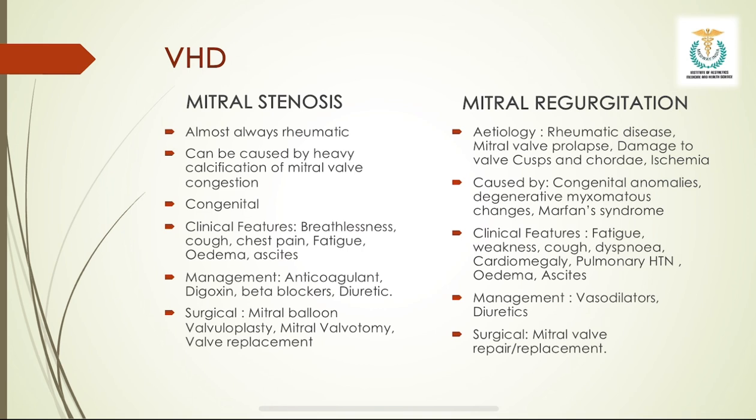The etiology is rheumatic disease, mitral valve prolapse, damage to valve cusps or chordae, ischemia, and it can be caused by congenital anomalies, degenerative myxomatous changes, Marfan syndrome. These are the causes and etiology of mitral regurgitation. Coming to the clinical features: fatigue, weakness, cough, dyspnea, cardiomegaly, that is enlargement of the heart, pulmonary hypertension, edema, ascites. These are the clinical features we can see in an individual with mitral regurgitation.